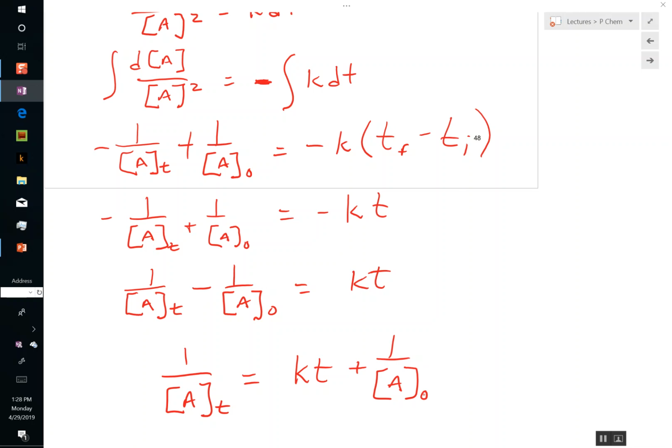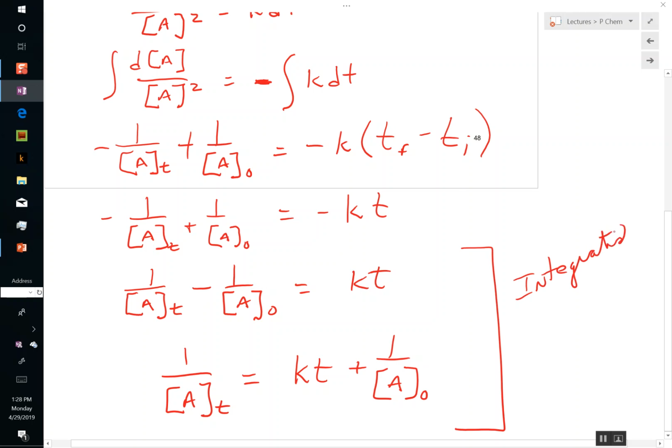Yeah, and so either one of these is really the integrated second order rate equation. All right, so you can see we're always isolating the final concentration on one side and coming up with an expression that has the rate constant, time, and the initial concentration on the other side of the equation. Because this is what we know.